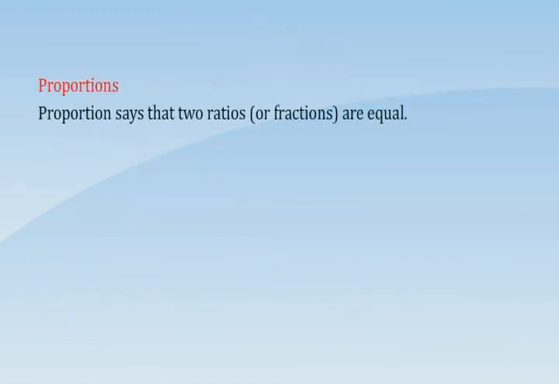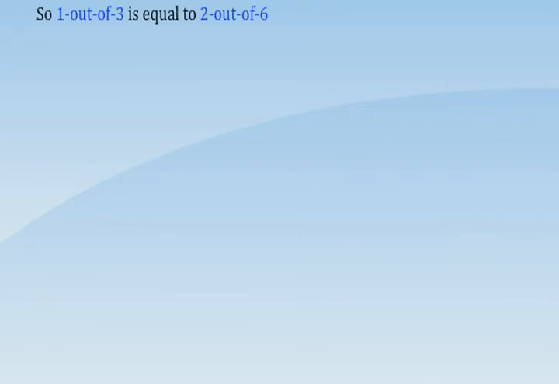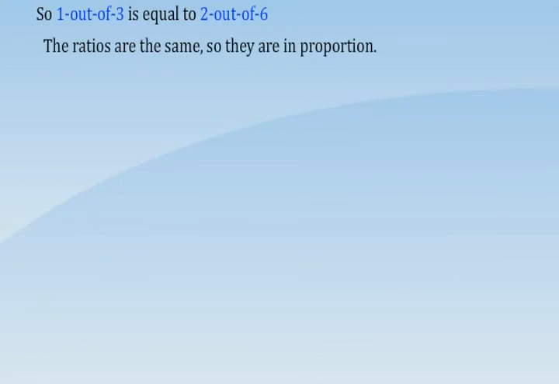Proportions. Proportion says that two ratios or fractions are equal. Example, 1 by 3 is equal to 2 by 6. So, 1 out of 3 is equal to 2 out of 6. The ratios are the same, so they are in proportion.